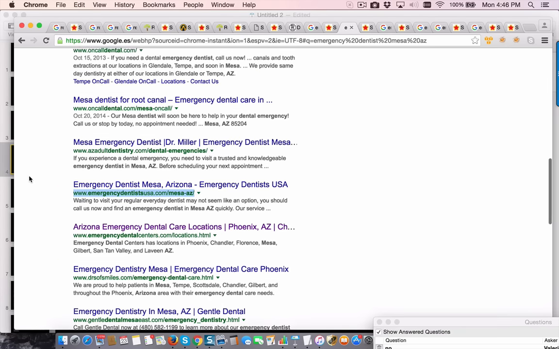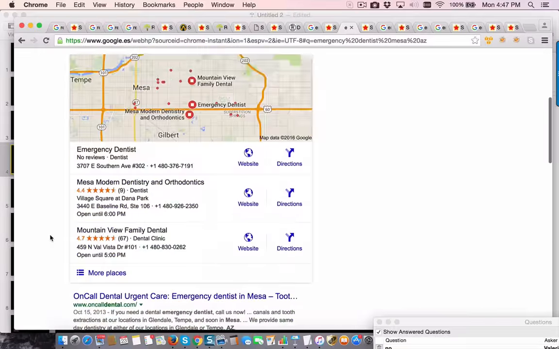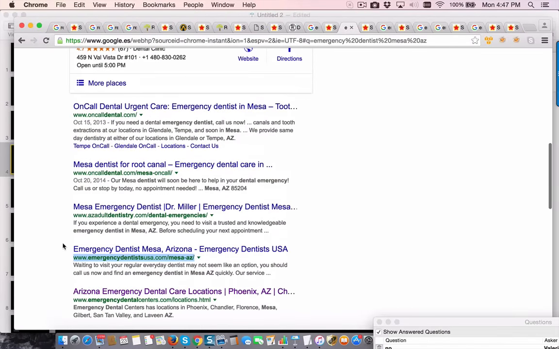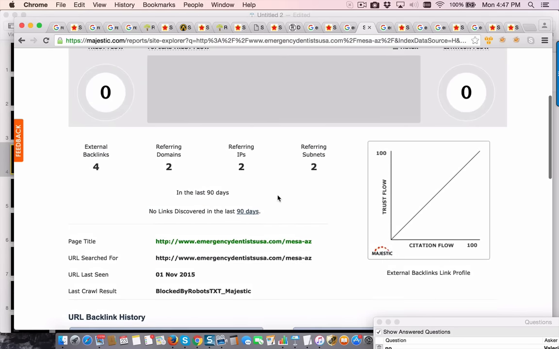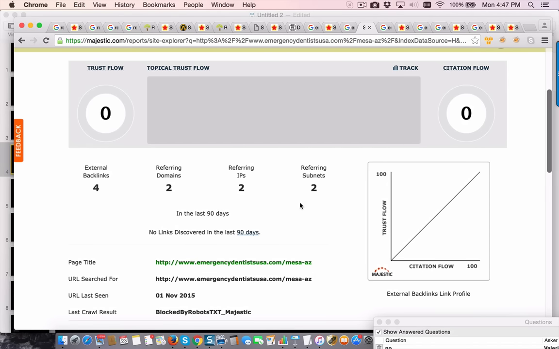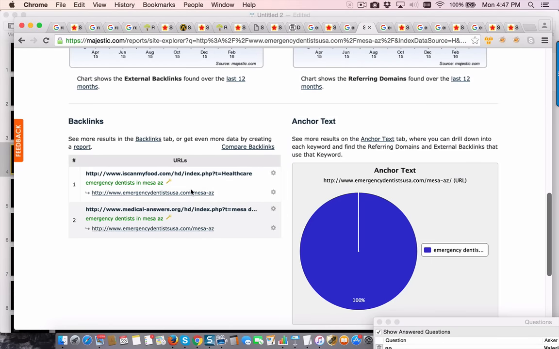So here's another one. This is what they did again, just like the other site did too. They did Mesa, Arizona, which is right next to Phoenix. It's part of the whole valley, as they call it. And they had a separate page for it, of course. And here they are, ranking above the fold. How many backlinks do they got? Oh, my goodness. 2. They have no trust flow, no citation flow. They got 2 crummy links going to this. And who even knows what it is? Something about food and medical answers? I mean, come on.